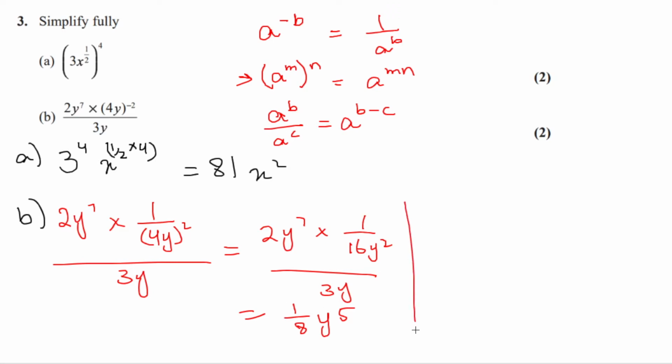Then I forgot to divide by 3y. So this entire thing is also divided by 3y, right? Now 1/8 divided by 3 gives me 1 over 24. And y raised to 5 divided by y gives me y raised to 5 minus 1, which is y to the power of 4. This can also be written as y to the power of 4 divided by 24. However you want to write it, this way or this way, it's all correct.